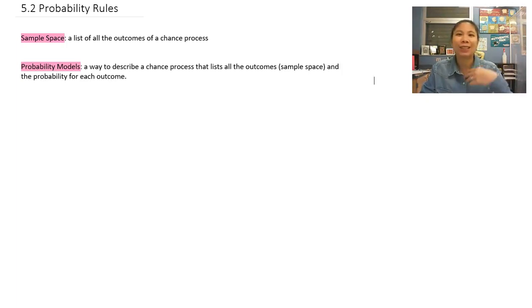So now we're actually getting into calculating probabilities, not through simulation but through formulas and stuff. So first we need to define some vocabulary. A couple things. Sample space is the first one.